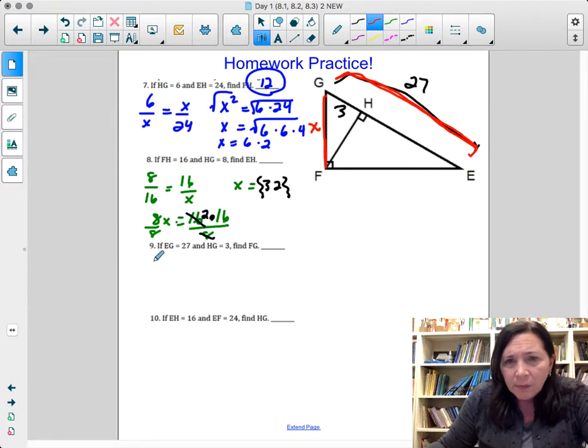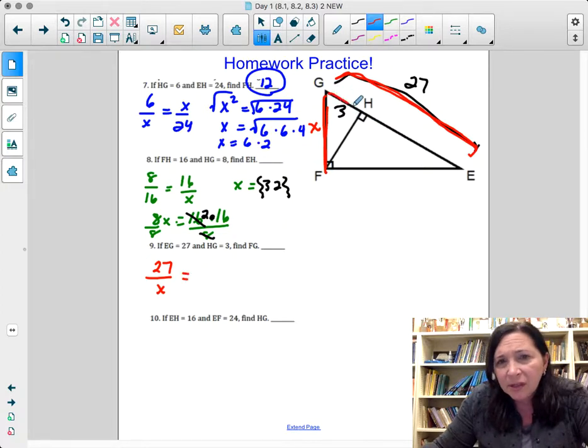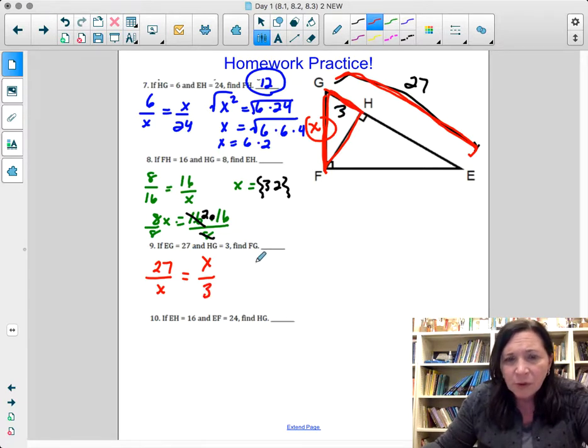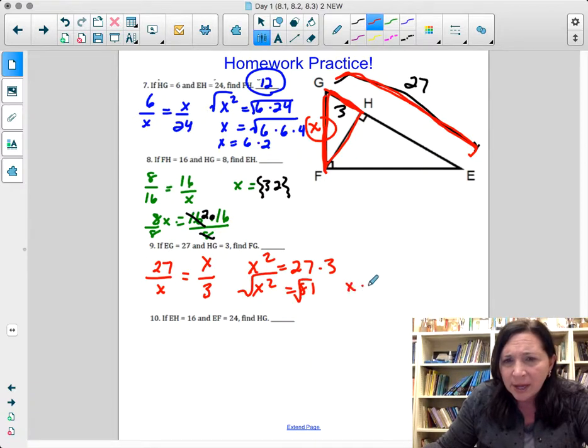So you're going to go hypotenuse to leg. So I'm going to go 27 is to my small leg on my large triangle. As now I'm going to go hypotenuse on my little tiny small triangle right here. What's the hypotenuse? Well, the hypotenuse is X. So as X is to the little leg 3. So we're going to cross multiply. We get x squared equals 27 times 3. X squared equals 81. I'm going to square root both sides. So I get x is equal to 9.